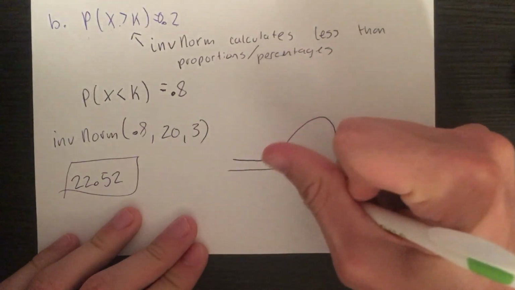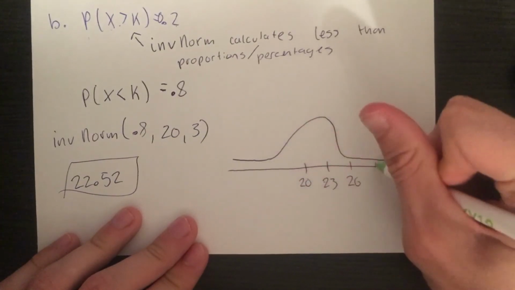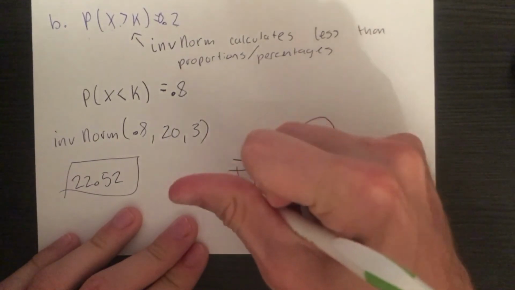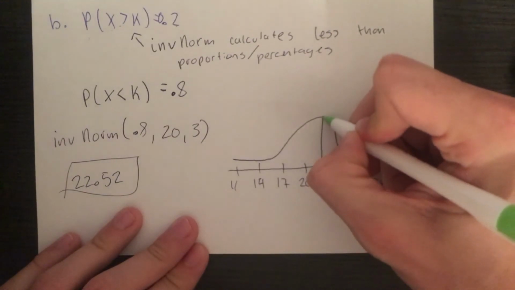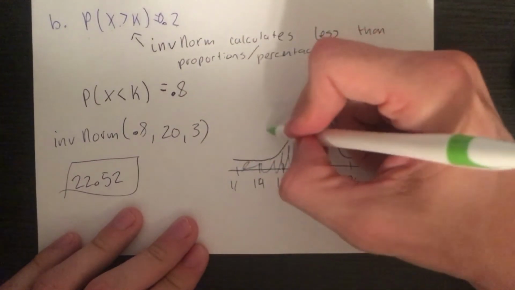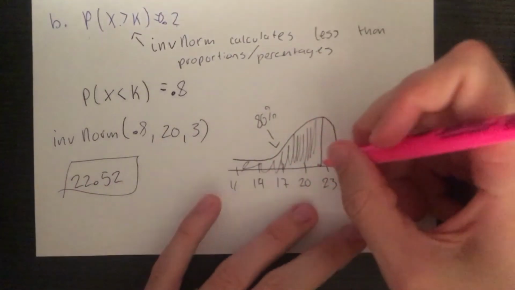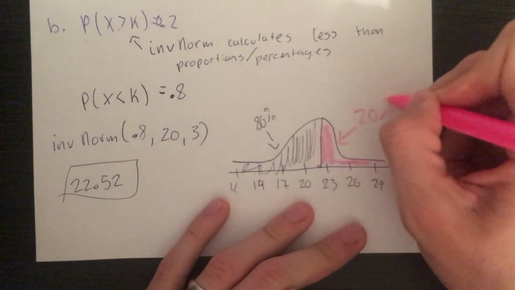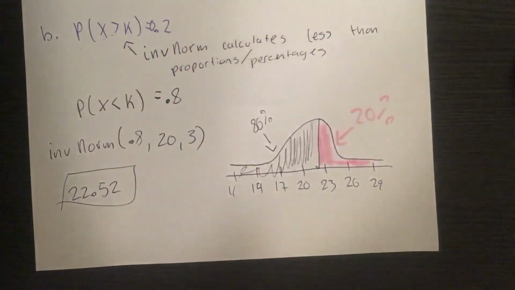Which again, kind of to set the idea for what it is that we're finding with these normal distributions. The mean here was 20. And we had the standard deviation of 3. So 23, 26, 29, 17, 14, 11. We claim that at 22.5, so like here-ish, if you go to the left-hand side, that this is 80%. And if you go to the right-hand side here in pink, that this is 20% of the curve. And again, you can look at that empirical rule and double check that.